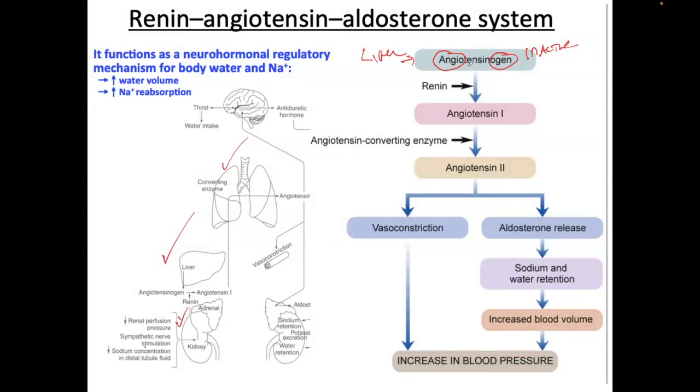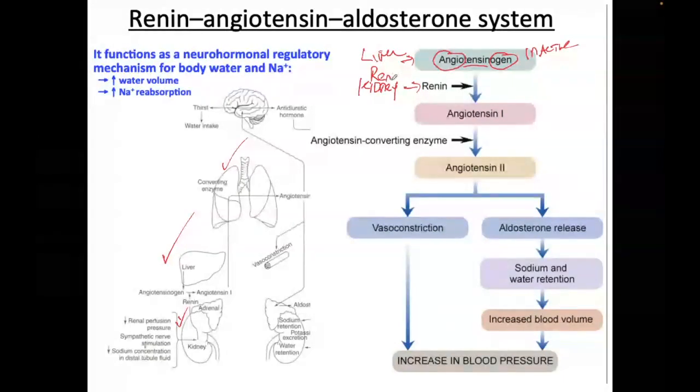Angio means blood vessel, and tensin sounds like tension. Tension of blood vessels. Tension of blood vessels sounds like blood pressure to me. So the liver makes angiotensinogen. The kidney makes renin.